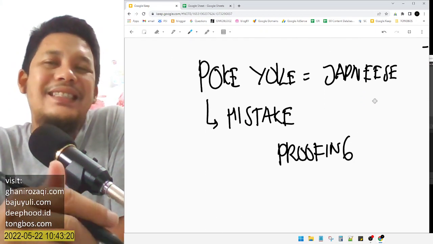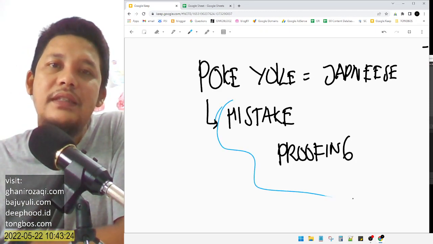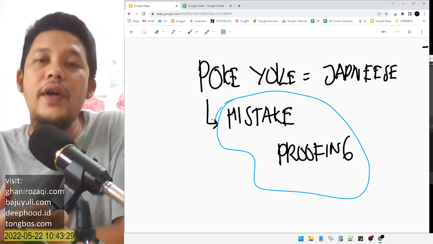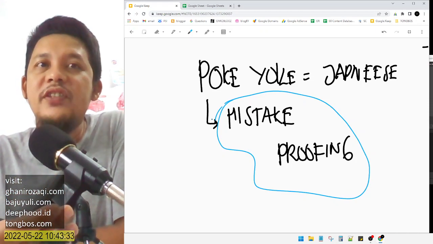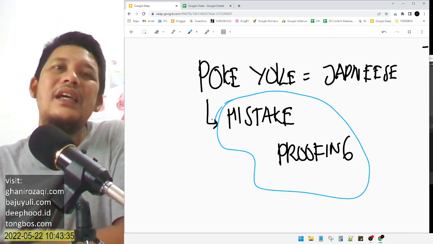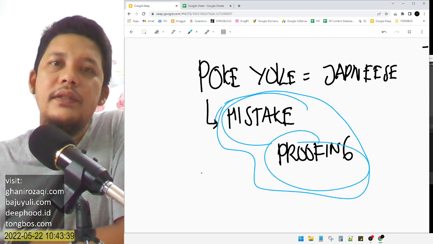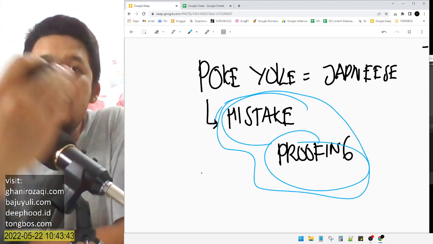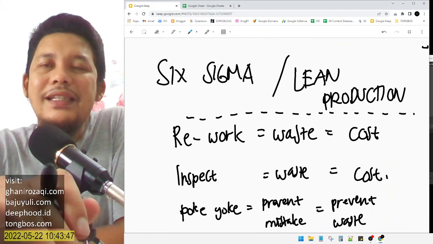First, Poka Yoke is a Japanese phrase, which in English means mistake proofing. So you can search by yourself to find the academic or the formal definition of Poka Yoke, but the core is mistake proofing. Okay, this is the definition of Poka Yoke in English. So I will continue to an example and then why this is important for you.